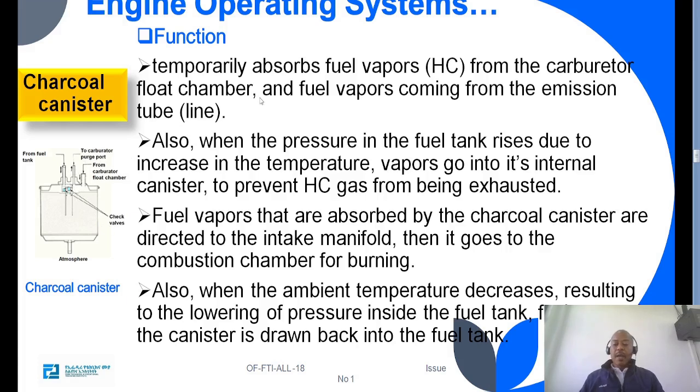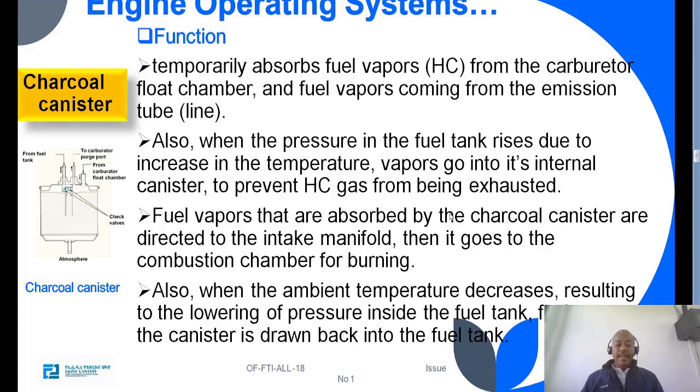So the charcoal canister temporarily absorbs fuel vapor, the hydrocarbon from the carburetor float chamber, and fuel vapor coming from the emission tube. Also, when the pressure in the fuel tank rises due to an increase in temperature, vapors go into its internal canister to prevent HC gas from being exhausted.